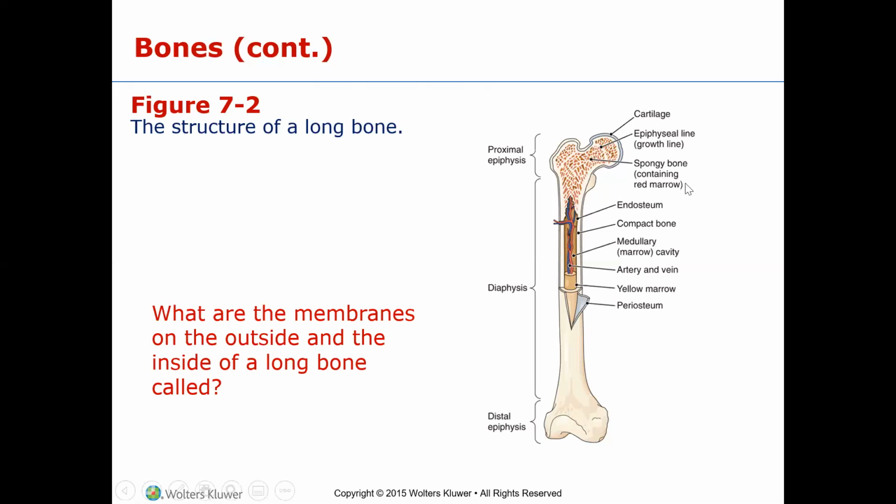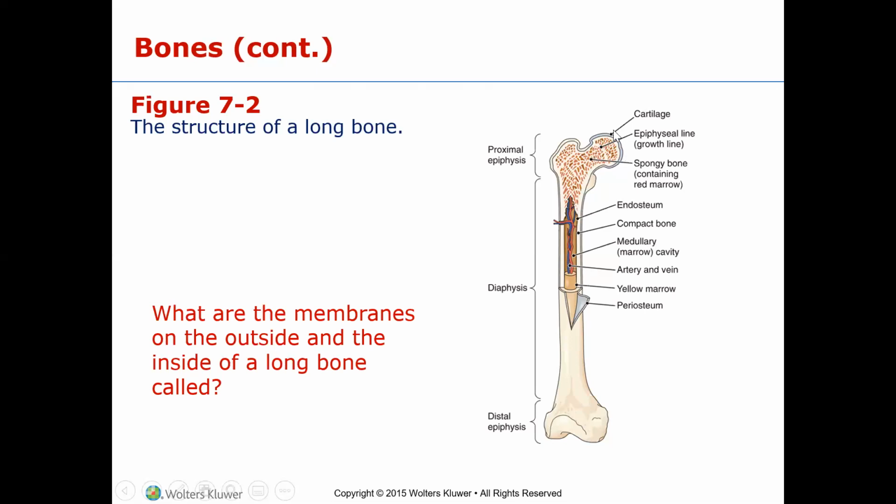But along the interior of the long bone is another covering, which is called the endosteum. So along the outside, the covering of the long bone is the periosteum. Along the inside is the endosteum. Compact bone is all along the shaft, or the diaphysis, of the bone. The bone does have an artery and vein as well as a lymph system.